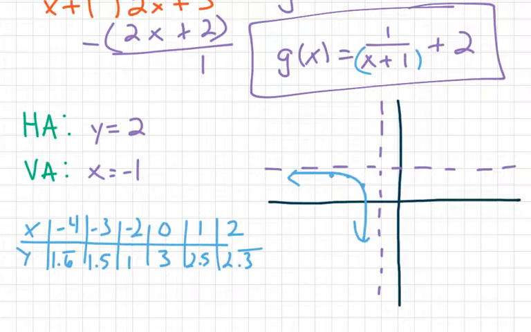Okay, so then let's do the other side. 0, 3 is right there. 1, 2.5 is there, and then 2, 2.3 repeating is right about in there. So then our other branch of our hyperbola, not parabola, hyperbola, looks something like this.